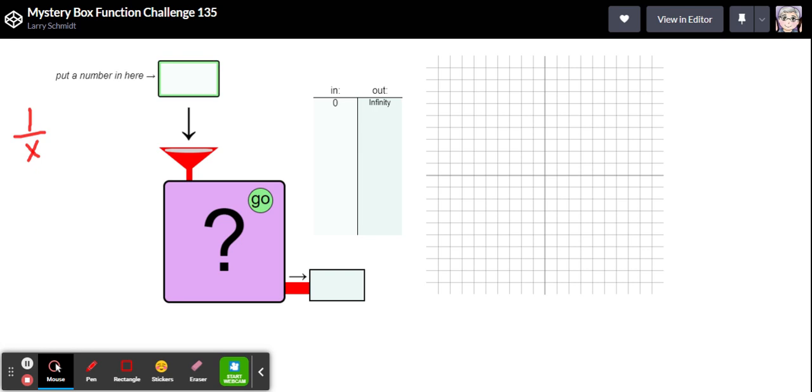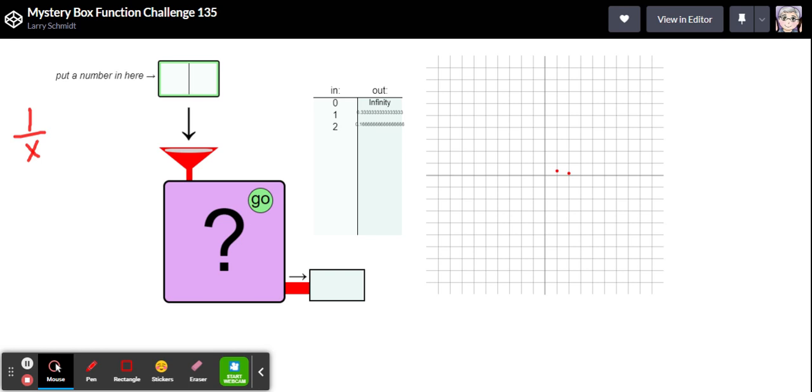Let's put in a 1. If this is just 1 over x, that should give us 1. And we got 1/3, 0.3 repeating. Let's put in a 2. Okay, and there we got 0.166 repeating. What is that? 1/6 maybe?